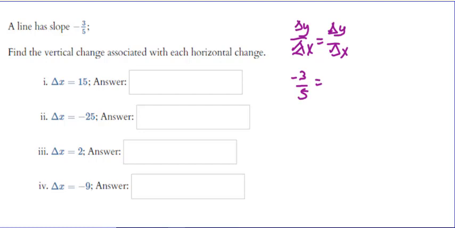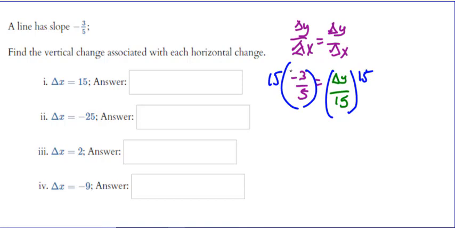Equals, well, if you look at this, this would be change in y over, if I look at the first one, that'd be 15, right? So that means I would multiply both sides by 15. But I want to show you something real quick. If in doing that cancels, just leaves you change in y, and that would be what? Negative 9 equals change in y.